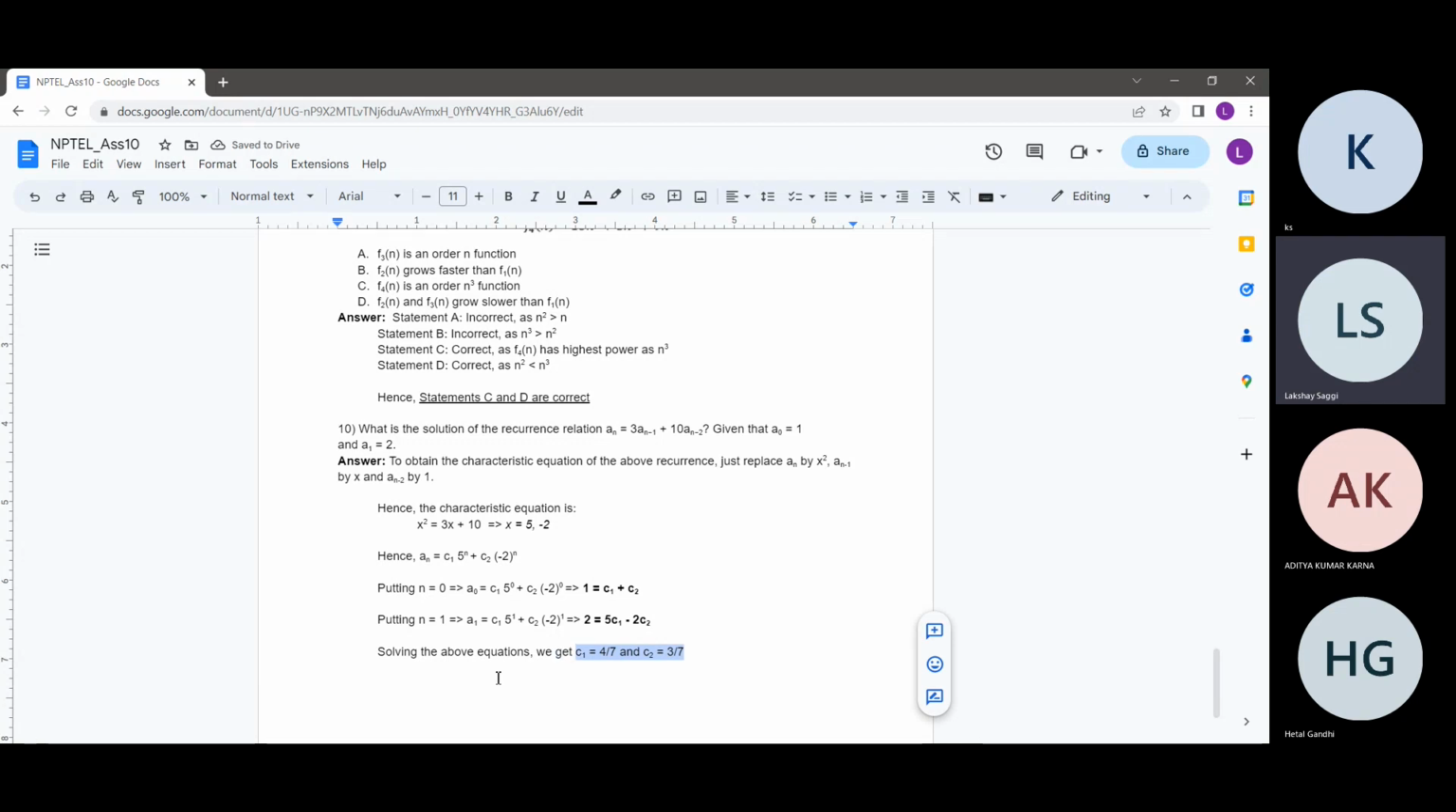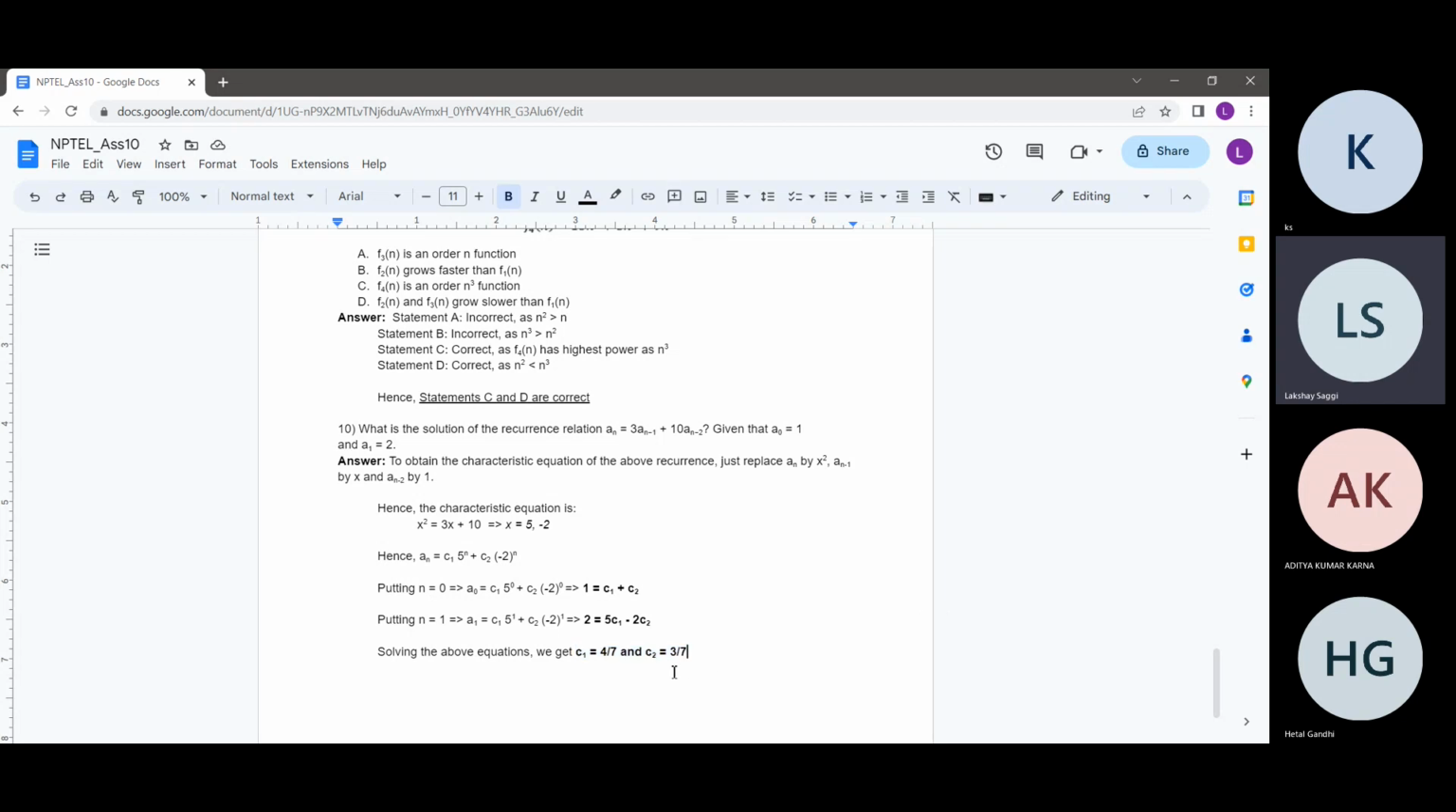Because we can put it in also. So we'll get C1 as 4 by 7 and C2 as 3 by 7. Just to verify, 4 by 7 plus 3 by 7 gives 1. And 5 times C1 is 20 by 7, minus 2 times 3 by 7, which is 6 by 7. So 20 minus 6 whole divided by 7 is 14 by 7, which is 2 only. So yeah, these two equations are satisfied. So I'll get C1 as 4 by 7 and C2 as 3 by 7.